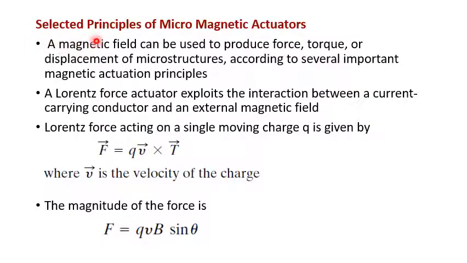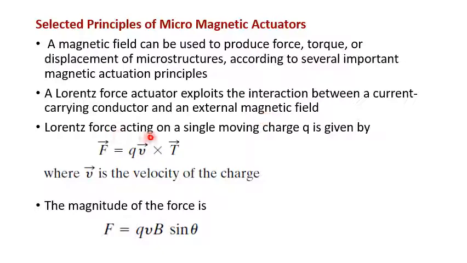Now we will look at certain selected principles of micromagnetic actuators. In a magnetic actuator, the magnetic field is used to produce force, torque, or displacement of the microstructures. This driving magnetic field can act on a number of elements, including current carrying wires, inductor coils, or pieces of magnetic material. A Lorentz force actuator uses the interaction between a current carrying conductor and an external magnetic field.